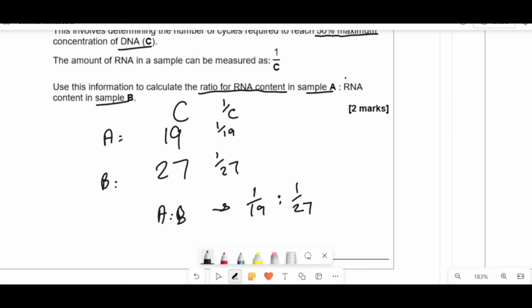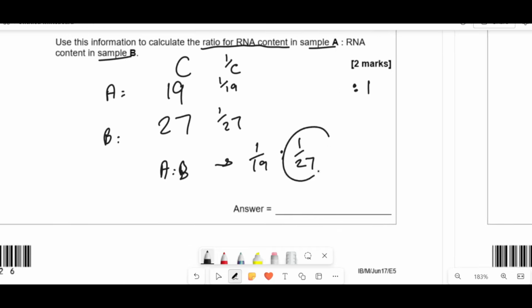Generally, when you're doing a ratio of one thing to another, you're saying something to 1. So in this case, we're going to get from something to 1. To go from here to here, you've divided by 1 over 27. So you're going to also divide this side by 1 over 27. If we do that, you get 1.42, which is roughly 1.4 to 1.